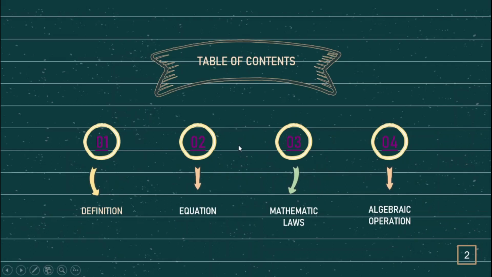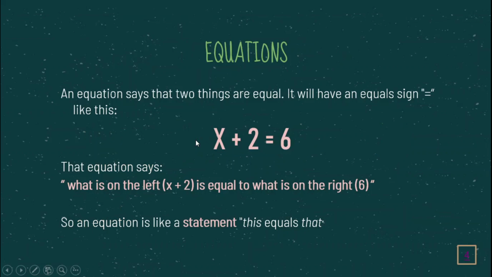The second content is equation. An equation says the two things are equal. It will have an equal sign like this. x plus 2 equals 6. That equation says what is on the left, x plus 2, is equal to what is on the right, 6. So an equation is like a statement, this equals that.